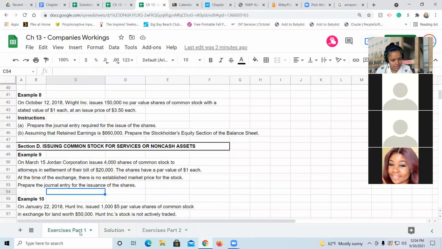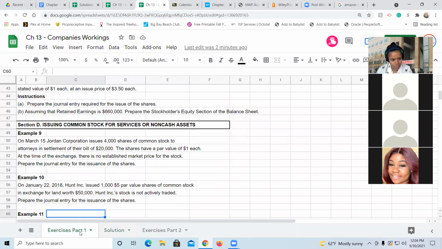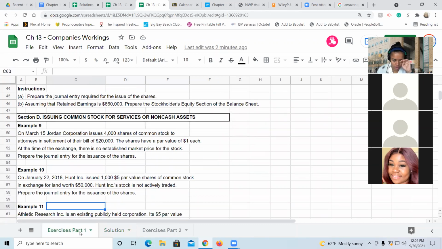Okay. Let's look at number 10. All right. So example 10, I'm going to be so bold as to read it and then have you guys try to do it yourself. On January the 22nd, 2018, Hunt Inc. issued 1,000 shares, $5 par value, of common stock in exchange for land worth 50,000. So the word worth is generally implying that that's the market value, right?